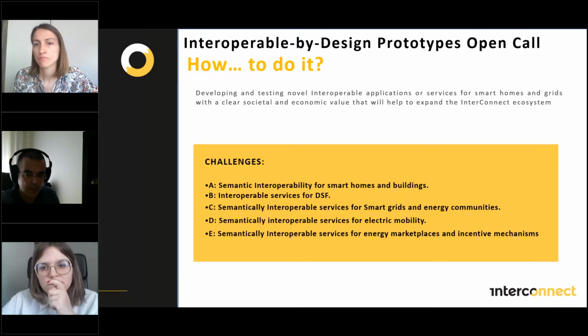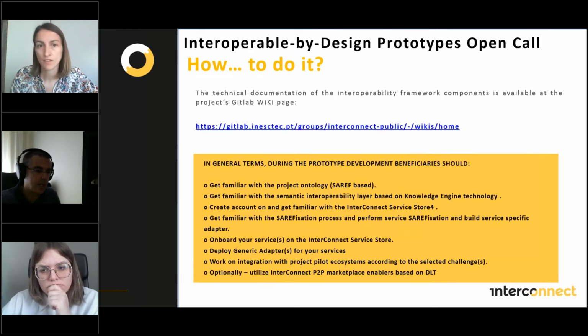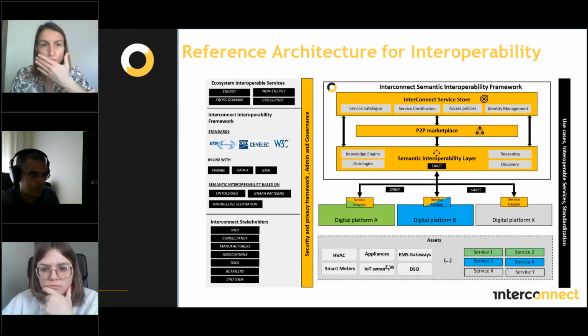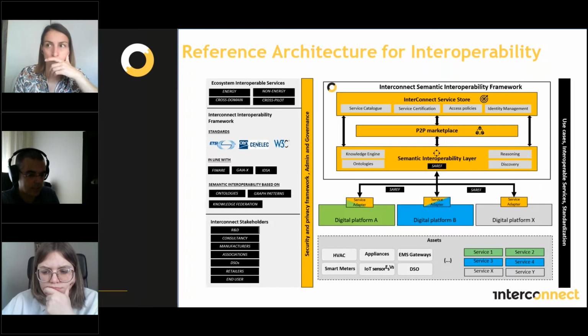So what we need to explain a bit further what was already said has to do with the technical side. So in the next slide, we have a representation on the architecture of the platforms that we have developed. So InterConnect has developed a set of tools, and this is an important topic because these tools were developed to allow different services and related platforms to become interoperable.